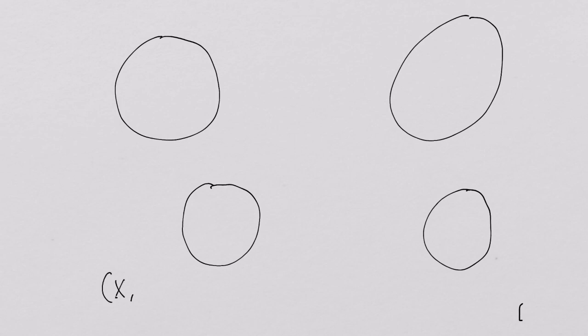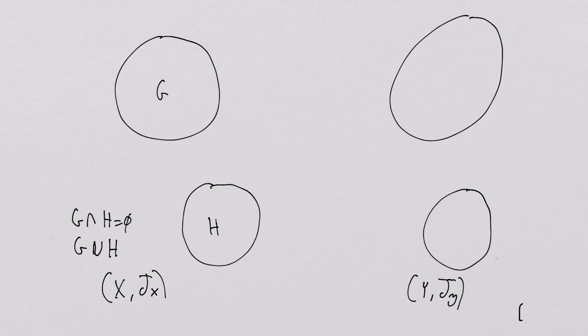So here we have a topological space X, Tx, and here we have a topological space Y, Ty. Again, I'm writing down circles, but I'm referring to any kind of space. The thing here is that now I've got two circles. So this topological space X, I'm going to say, is actually the union of G and H. And I'm also going to say that G and H have no intersection. So X is the union of G and H, G and H have no intersection, but also G and H are open sets. So G and H are elements of the topology of X.